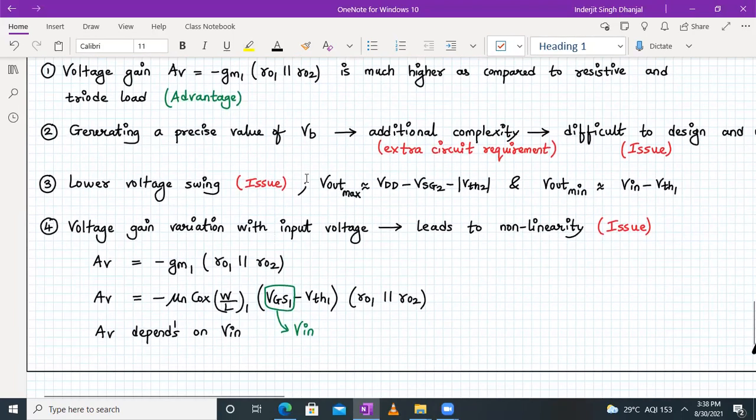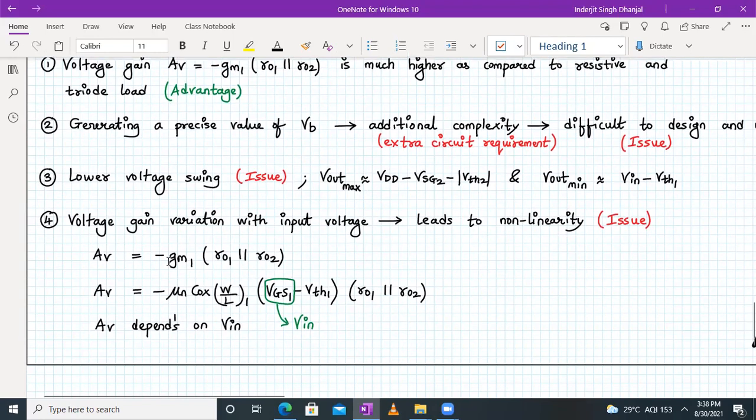Then we get a lower voltage swing. We have seen now the V out max and V out minimum value. V out max is not equal to VDD, and V out minimum is not equal to 0. So it has a lower voltage swing, which is a problem.